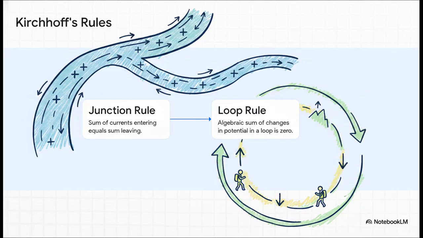Step 2, the loop rule. The algebraic sum of changes in potential around any closed loop is 0. This one is all about the conservation of energy. If you hike in a loop and end up exactly back where you started, your net change in elevation is 0, right? The exact same logic applies to voltage dropping and rising in a closed circuit loop.